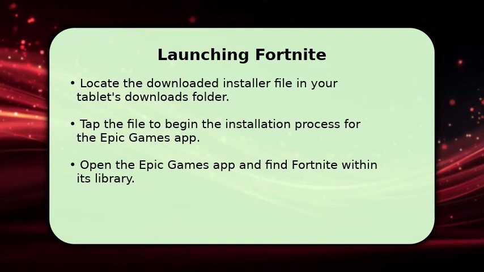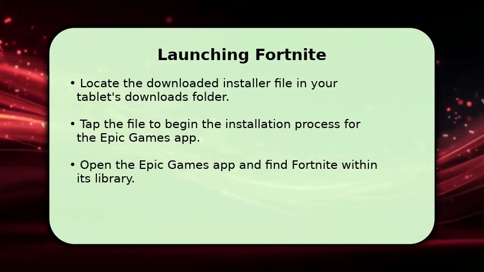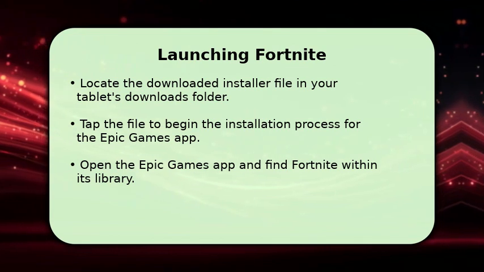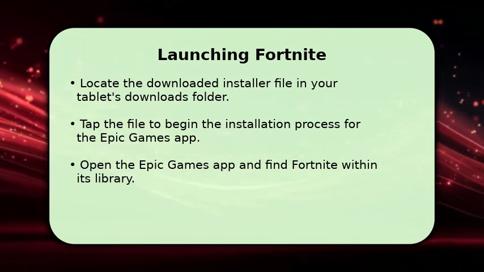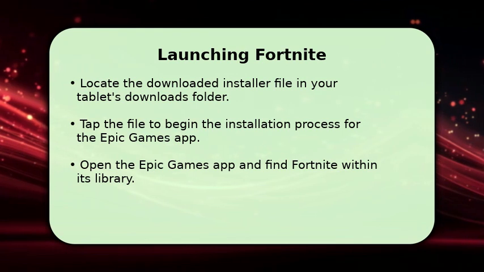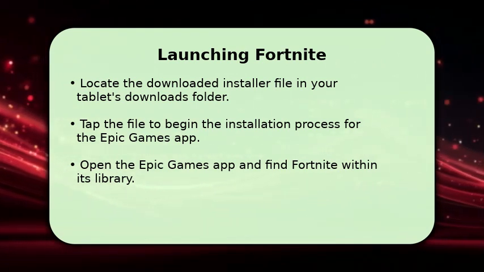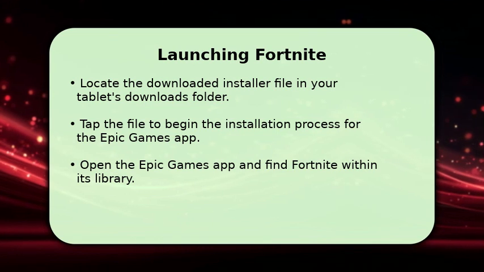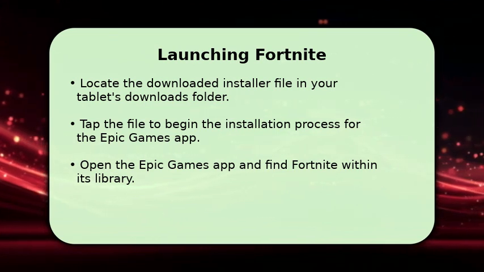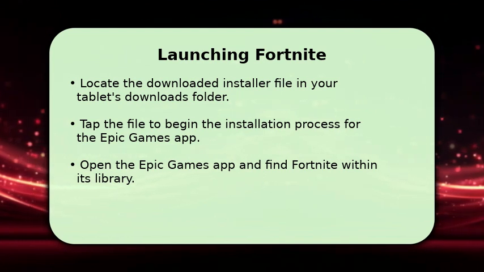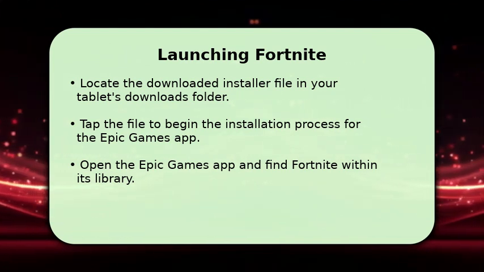Now that you have the installer, find the downloaded file in your tablet's Downloads folder. Tap on it to start the installation of the Epic Games app. Once the Epic Games app is successfully installed, open it. Inside the app, you will find Fortnite listed among the available games. Select Fortnite and proceed with its download and installation. This step might take a little while, depending on your internet speed and tablet performance.